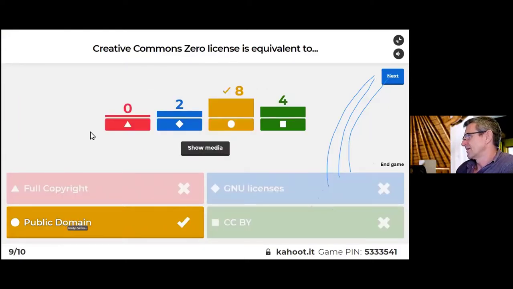Well done. Okay, the vast majority of you worked that one out. CC0 means zero rights reserved, which is the same as no rights reserved. So it's the same as public domain. Occasionally you'll see CC0, and what they mean is no rights reserved. You can do whatever you like. You don't even have to acknowledge where it came from. So well done.